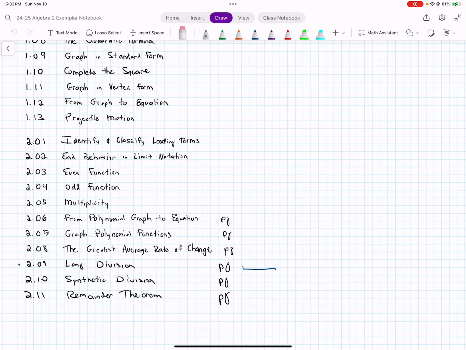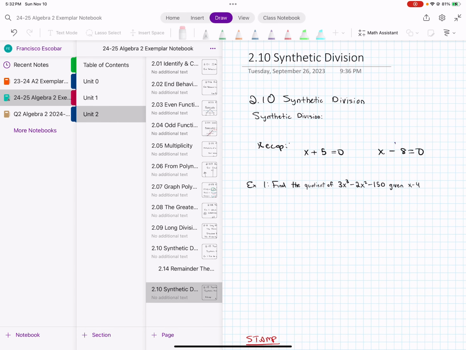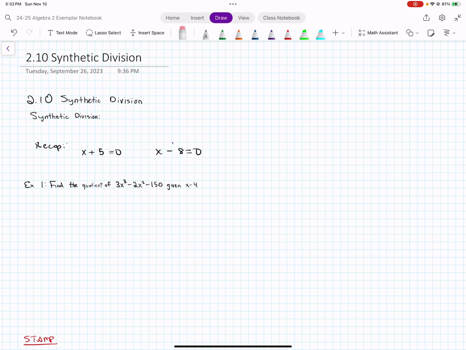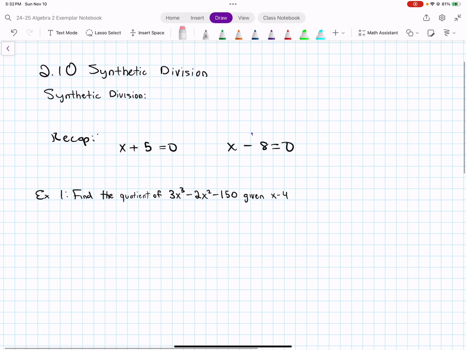Alright everyone, 2.10 synthetic division. Please write this in your table of contents. And so as we go in today's lesson, synthetic division, please write the skeleton notes as you see here.